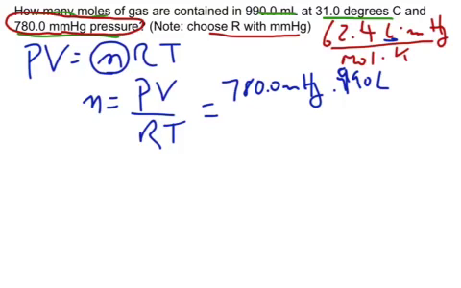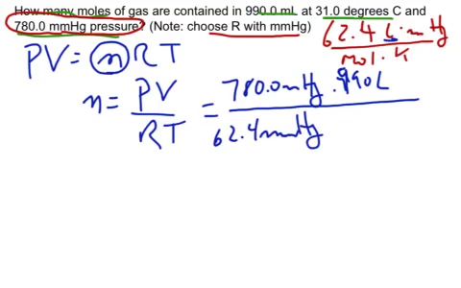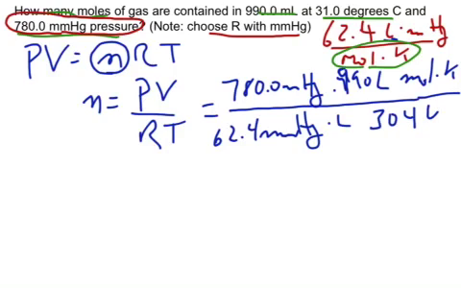Okay, so we've got P, we've got V, now we've got to put in R. There's our value up there, 62.4 millimeters mercury times liters, and then that is going to be per mole and times Kelvin. Now you notice how I flipped. That's a denominator of a denominator, so I flipped that up into the numerator to make that work. And then finally we have to have T, but T has got to be in Kelvin. Kelvin is going to be 304 Kelvin.